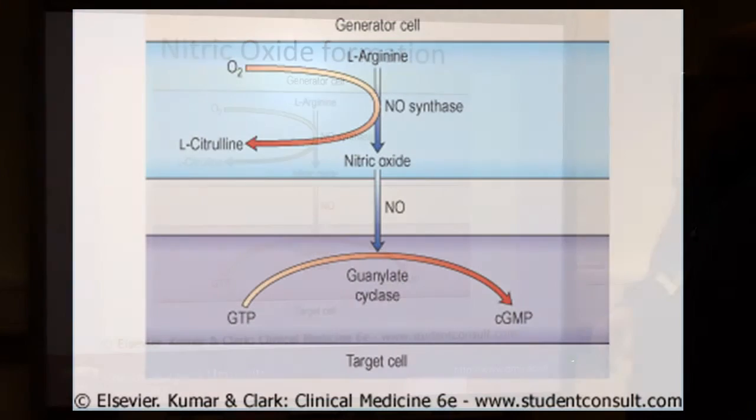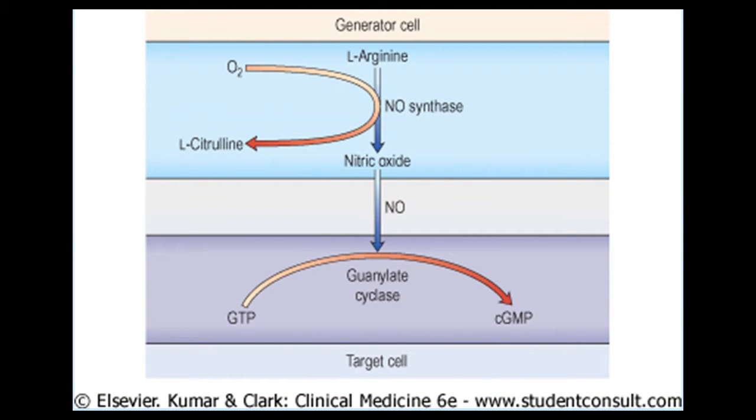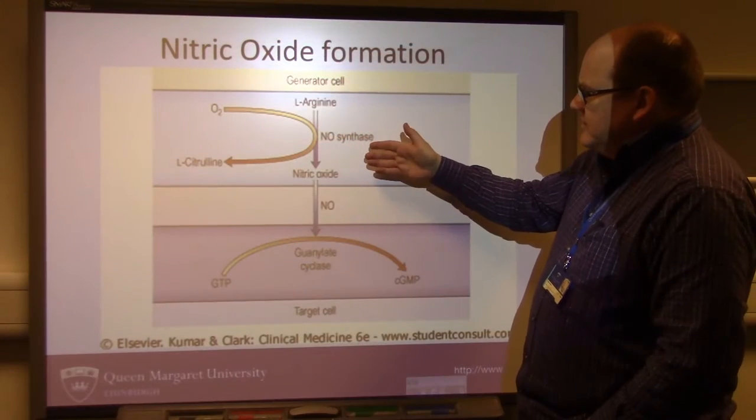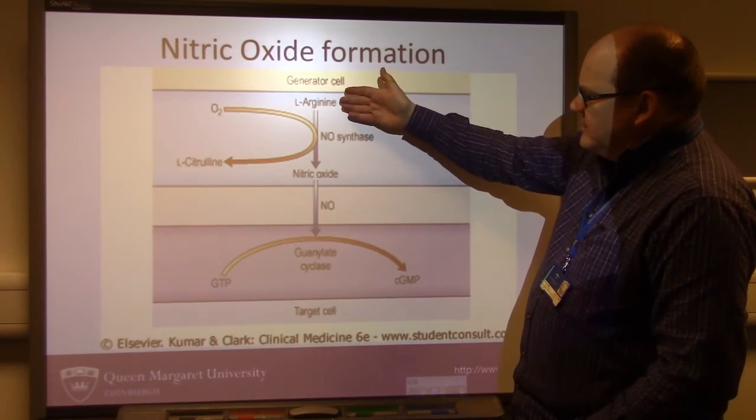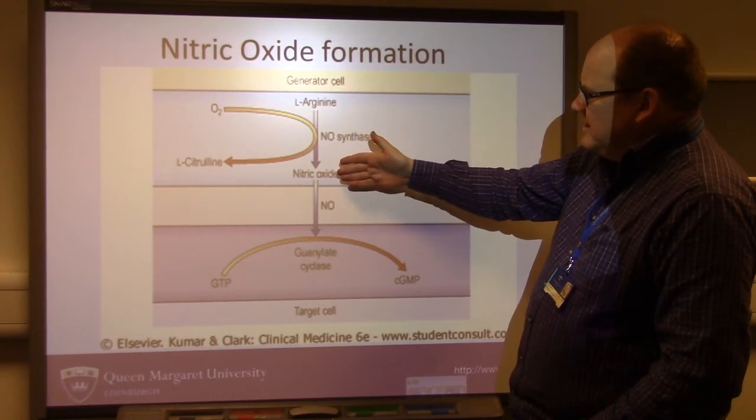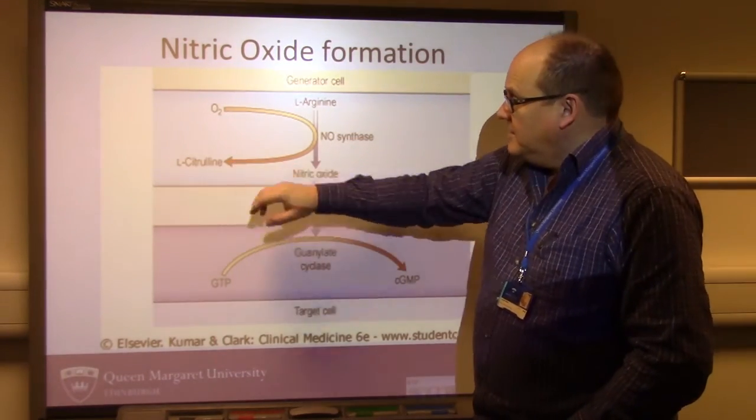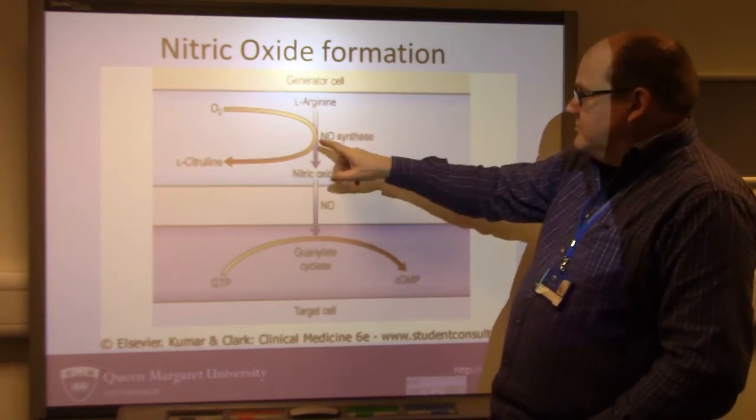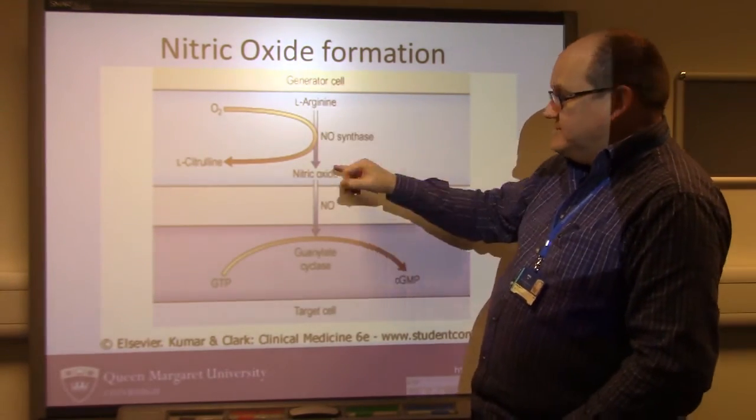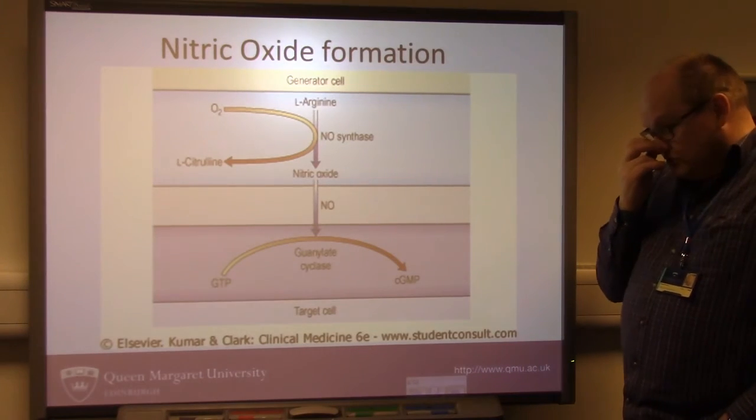So here we've got the cells. What we've got is the generator cells. These will be the endothelial cells, and the target cells will be the smooth muscle cells. So what you're seeing there, if you look at that diagram, is that nitric oxide synthase is the enzyme that converts L-arginine to nitric oxide. Well, actually, it's changing L-arginine to citrulline, and it's using oxygen to do that, but the byproduct of that reaction is the nitric oxide, which is the target molecule we're after.